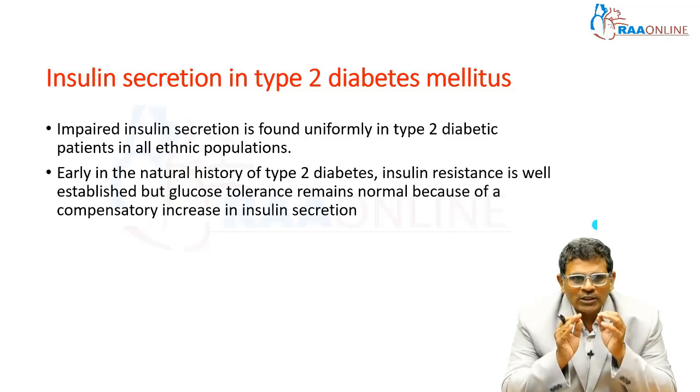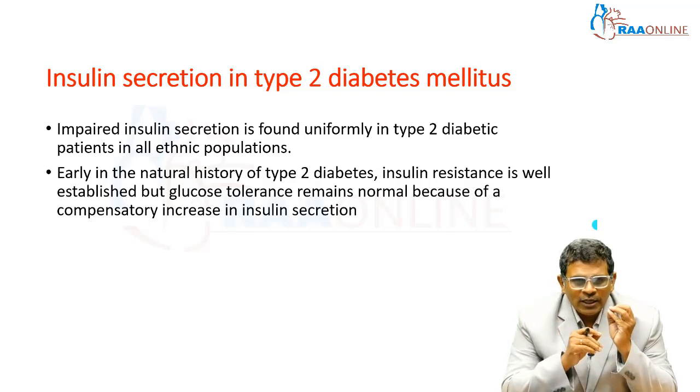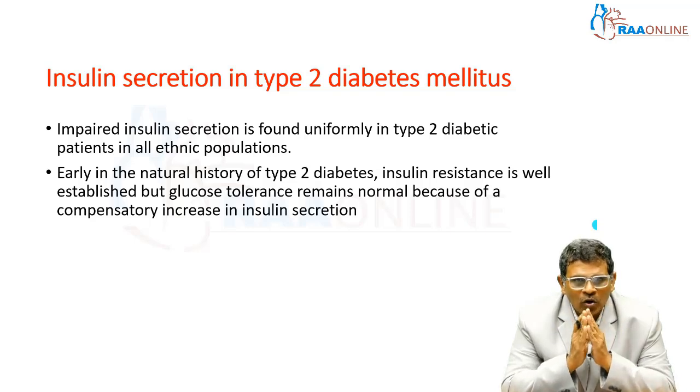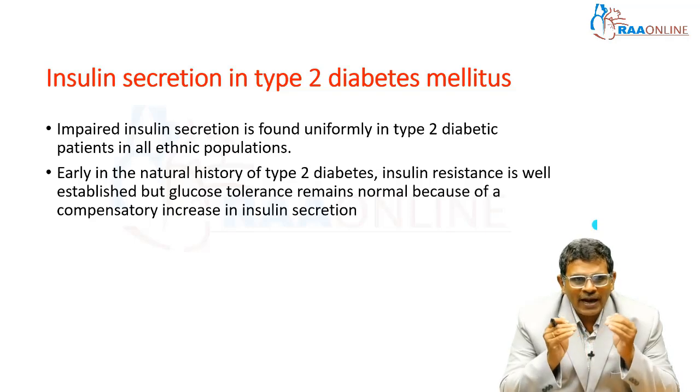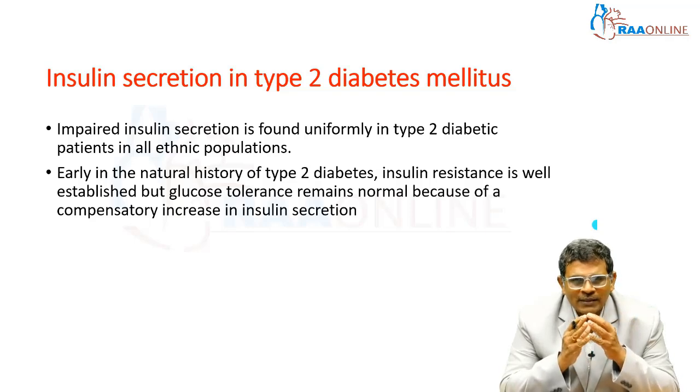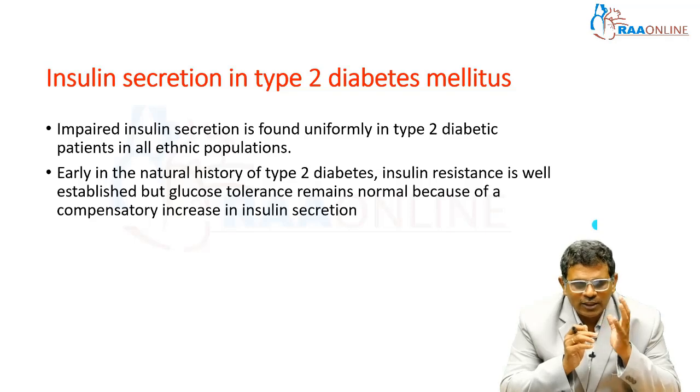The fundamental concept that we need to know is that insulin resistance can be present always. We can measure it by various means, but it doesn't make a person diabetic. For someone to be called a diabetic, there should be impaired or decreased insulin secretion. That is very important. Early in the natural history of type 2 diabetes, insulin resistance is well established, but glucose tolerance remains normal because of a compensatory increase in insulin production.